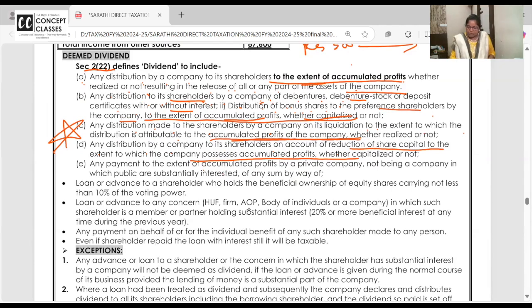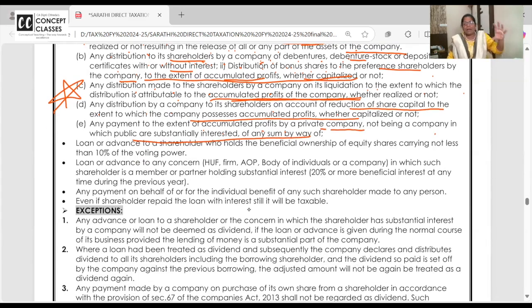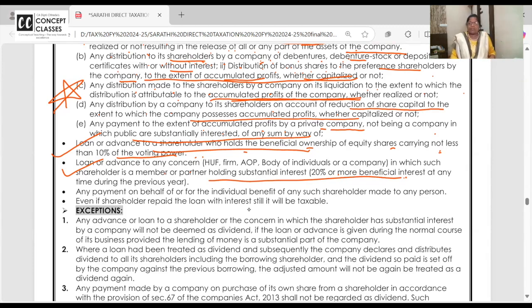Any payment to the extent of accumulated profits by a private company in which the public is not interested. Private company giving their accumulated profits to shareholders in the form of loan and advance. See, they are not distributing. Private company giving loan and advance to the shareholder who is having not less than 10% voting right. Okay. Or loan and advance is given to a third party, HUF, firm, where the beneficiary is a member of the private company. Yeah. Then any payment on behalf of or for the individual benefit of any shareholder made to any person, even if the shareholder repaid the loan, it will be taxable as deemed dividend. So simple.